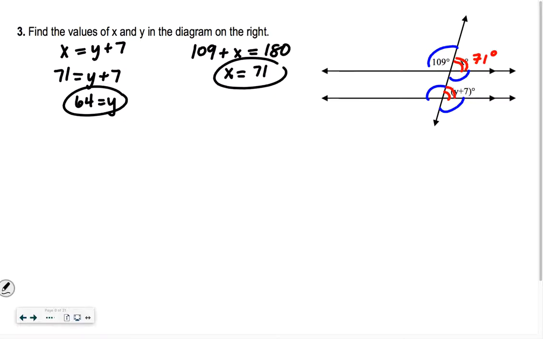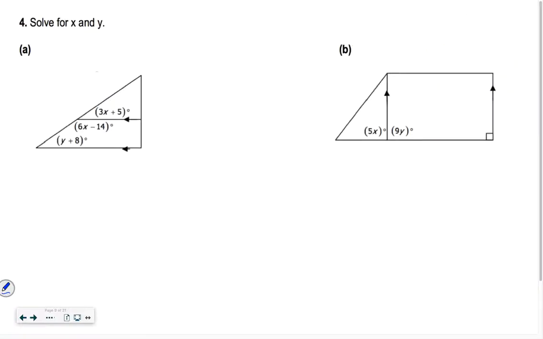Okay, so sometimes the parallel lines are within other shapes. So sometimes they're within a triangle or a trapezoid or something. The markings that we have to show that lines are parallel are these little arrows. So see how on that last problem we had little arrows on the lines? That means those lines are parallel. That's when we can start setting things equal to each other.